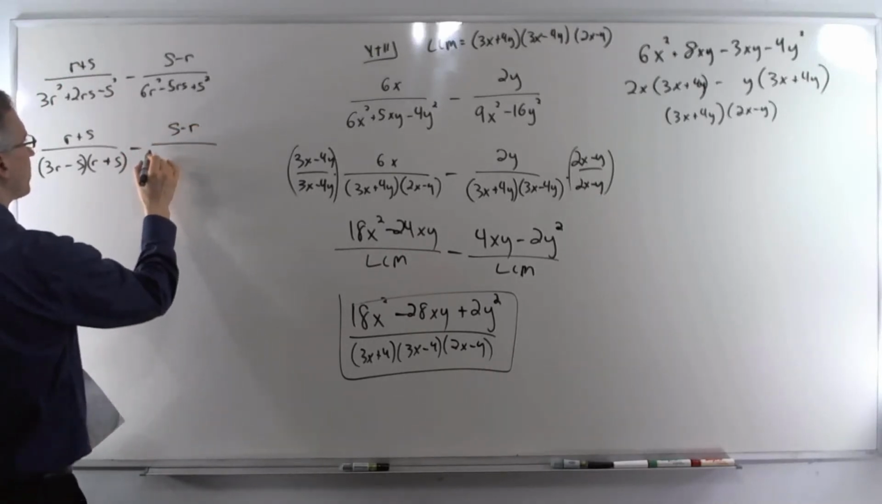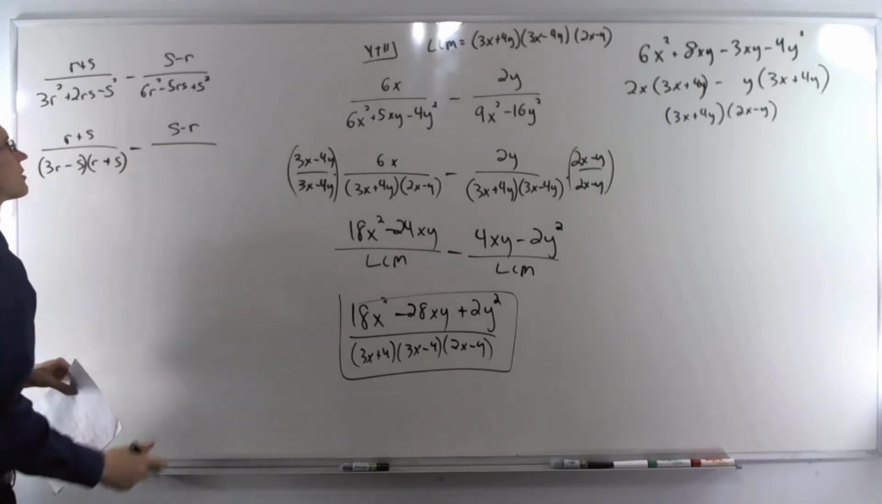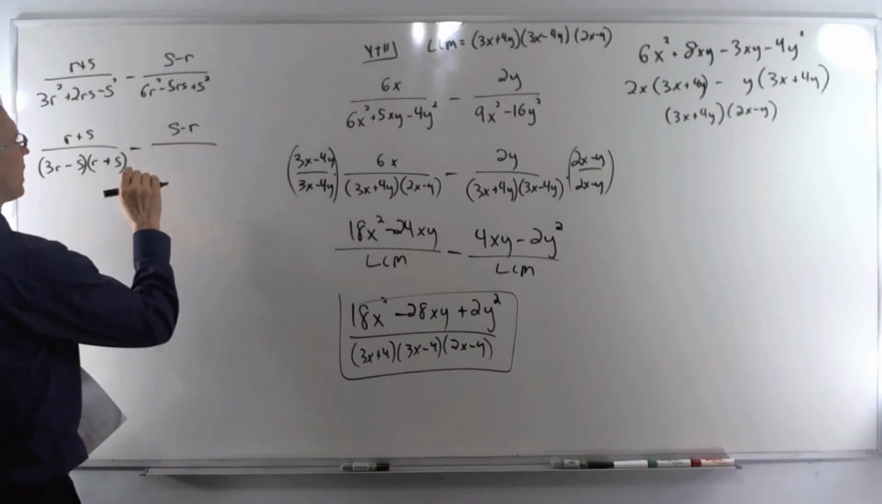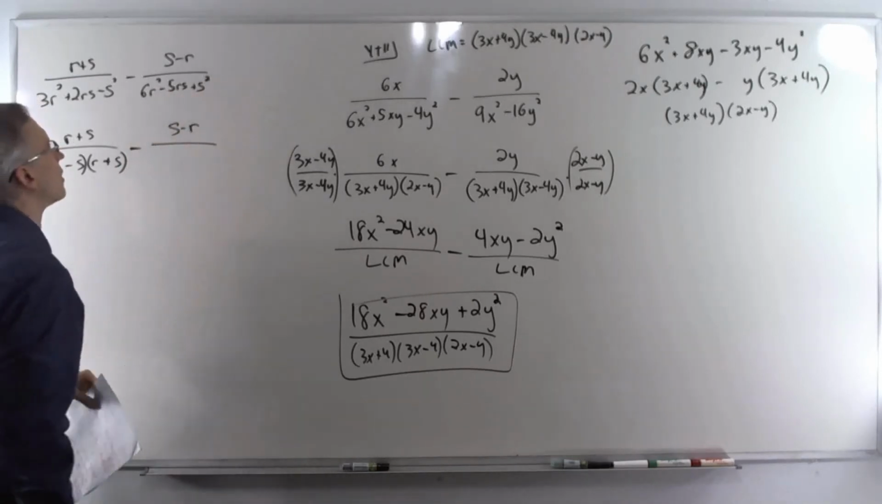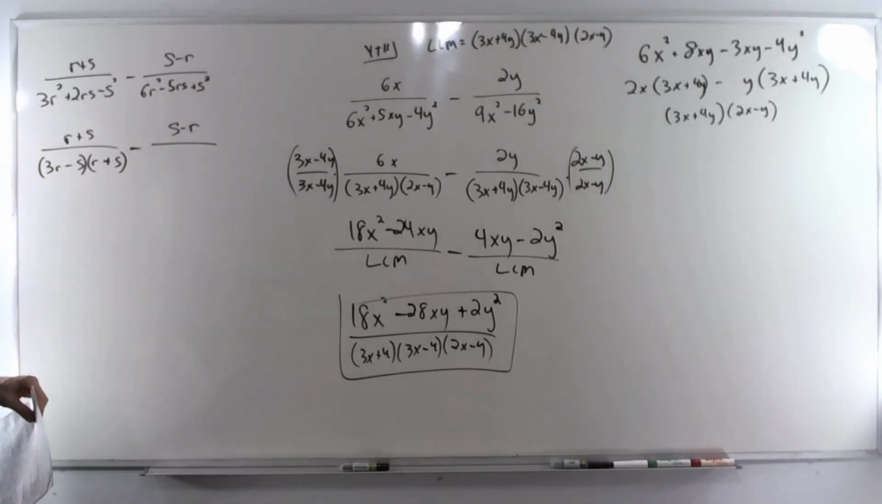And this one will factor into, let's see here, we're going to do AC method. 6 times 1 is 6. Two numbers multiply to get 6, and add to get negative 5.